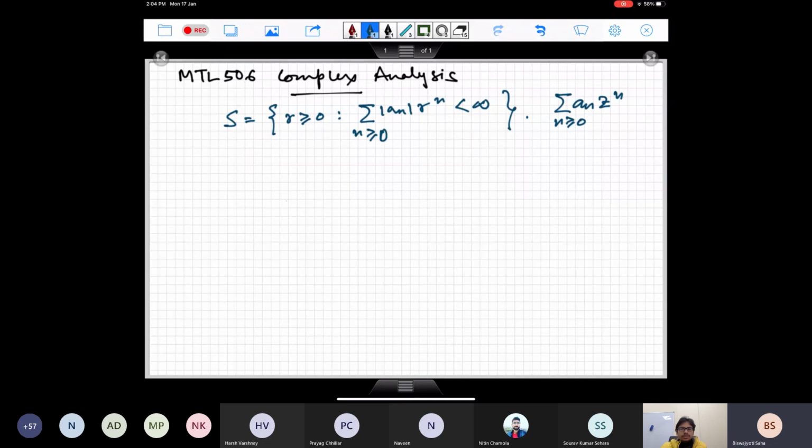In the formal power series, the a_n's were complex numbers, but while defining the notion of radius of convergence, I started with the series a_n r^n, where I took a_n with absolute value, mod of a_n, and r was positive. That should give you a hint that the convergence we will see of a power series inside the domain of convergence is something special, more than convergence. It is going to be absolutely convergent. That's the first key point.